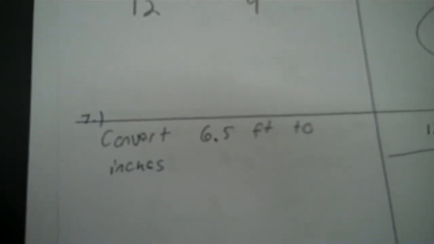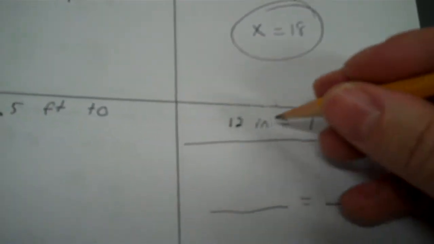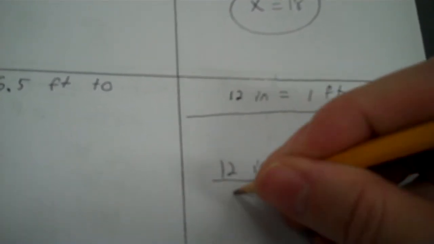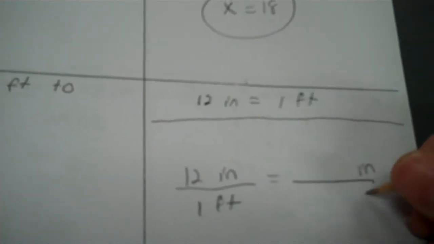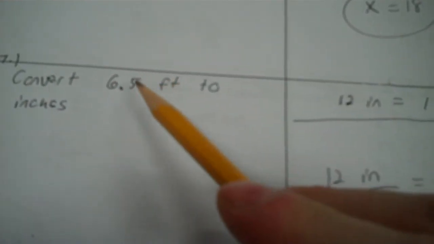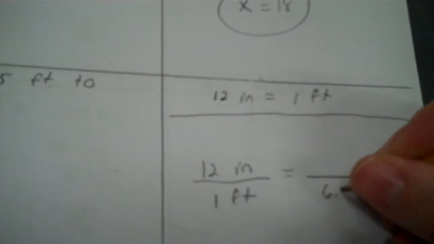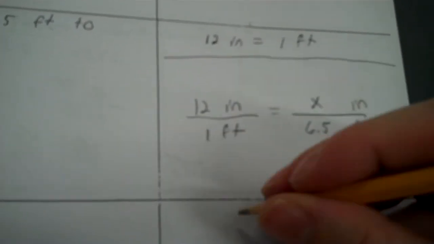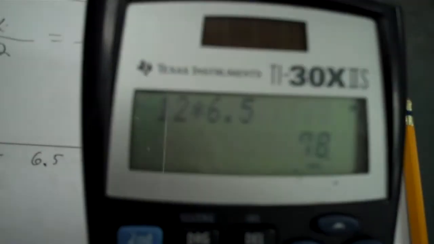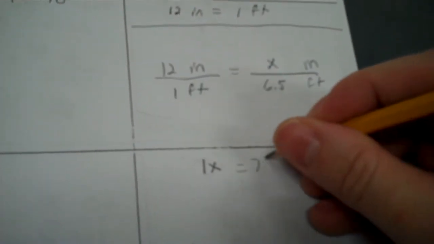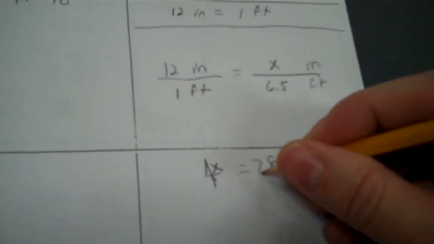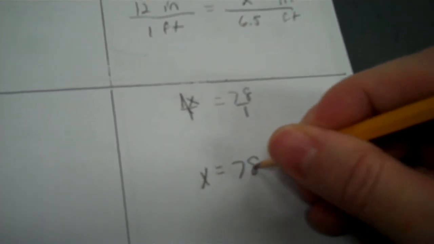Okay, convert 6.5 feet to inches. There's 12 inches to a foot. You want to, again, use proportions. So 12 inches with 1 foot, that's on the same proportion. Okay, and over here I have 6.5 feet, so I have the feet, I don't have the inches, because we have to get to the inches. So 1 times x is 1x, and then 12 times 6.5 is 78. Okay, now, you can divide by 1 if you want, it's still going to be 78. So 78 inches.